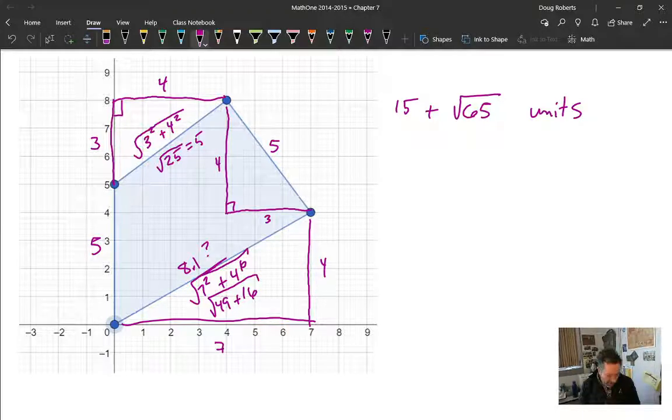And if I wanted to round this to a decimal, that's 15 plus that 8.1, which would be 23.1. So I could also write it as an approximation. I could say, well, this is also approximately 23.1 units.